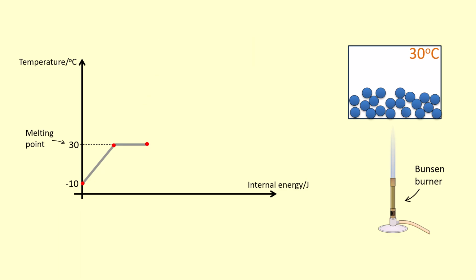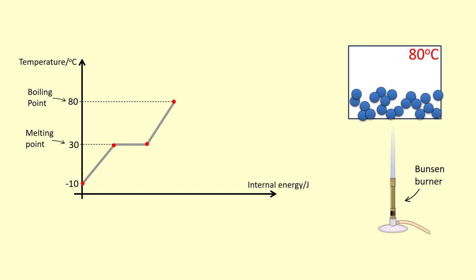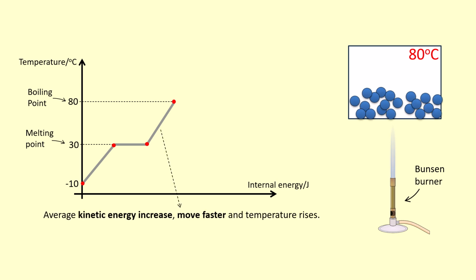Okay, let's continue heating up. Now it's a liquid. If we keep heating from this point, it will increase its temperature again, and let's say it increases up to 80 degrees Celsius, which is its boiling point. What's going on right now? The particles are moving around like this at 30 degrees Celsius, but because of the energy they've gained, they're going to be moving faster. Once again, it's the kinetic energy of the particles that's increasing, and they're moving around faster while the temperature is rising.